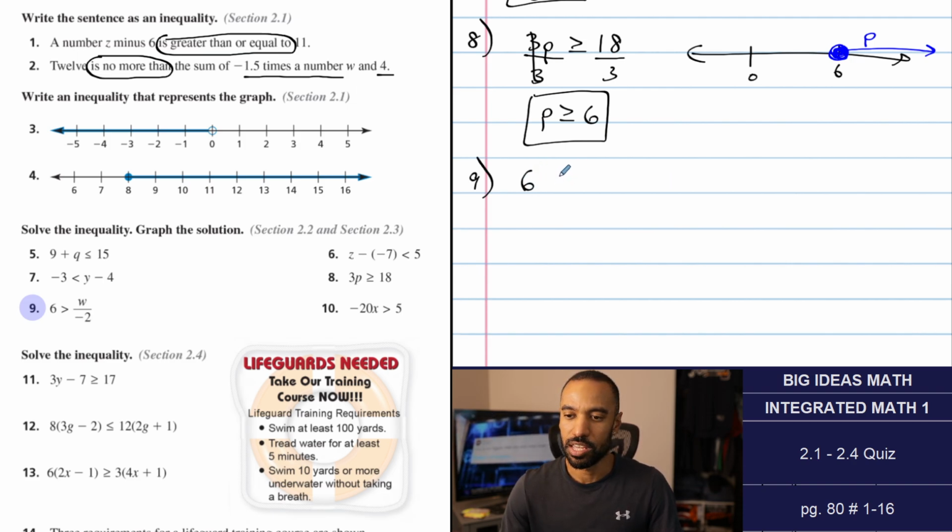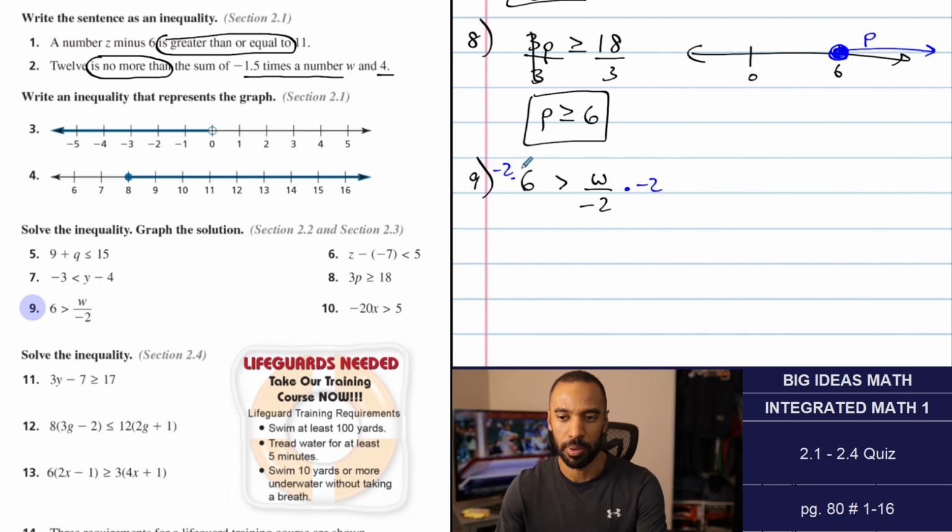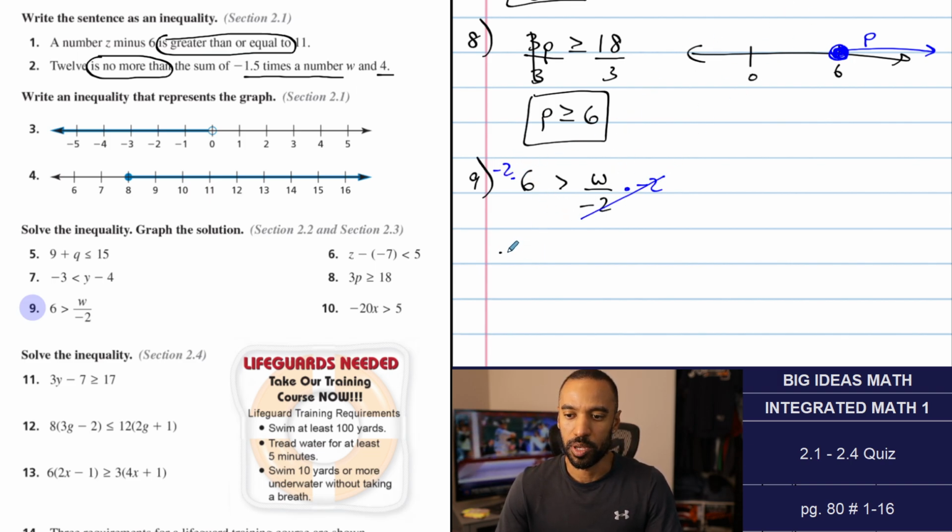Now this is 6 is greater than w over negative 2. And there are a lot of things I can say on this. I'll try and keep it short. For one, this is a division problem, which means as an equation would go, we would multiply both sides by negative 2. So in this case, I also want to multiply both sides by negative 2. It gets w by itself. Negative 2 over negative 2 is 1. Now negative 2 multiplies by 6 to get negative 12. And here's w on this side.